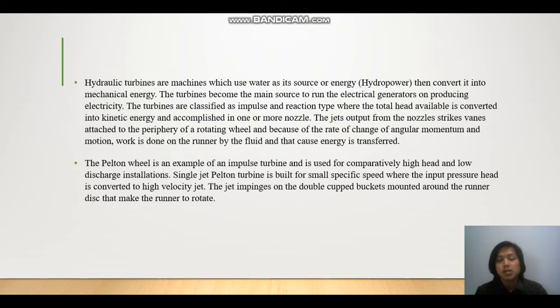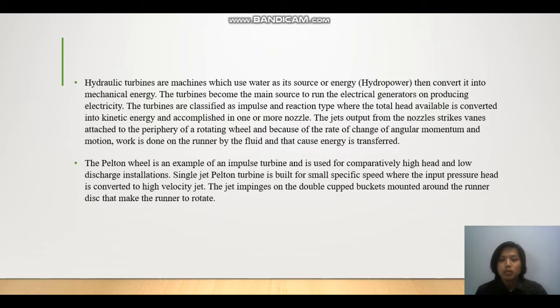I will present the theory for the experiment. Hydraulic turbines are machines which use water as a source of energy, then convert it into mechanical energy. The turbines become the main source to run the generator in producing electricity. The turbines are classified as impulse and reaction types, where the total head available is converted into kinetic energy and focused in one or more nozzles.